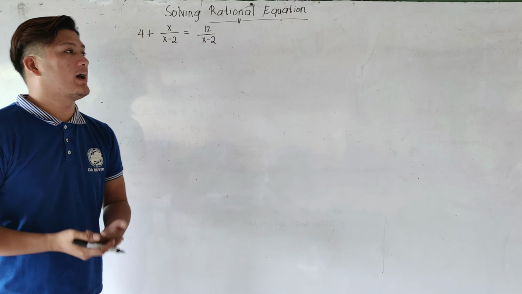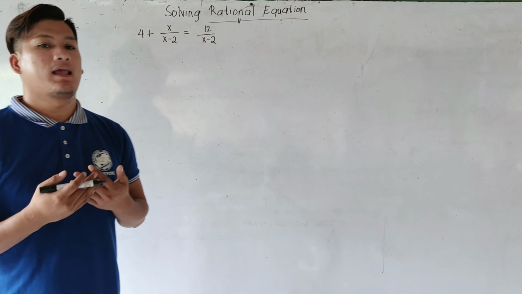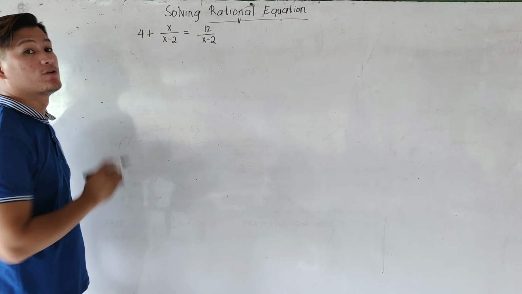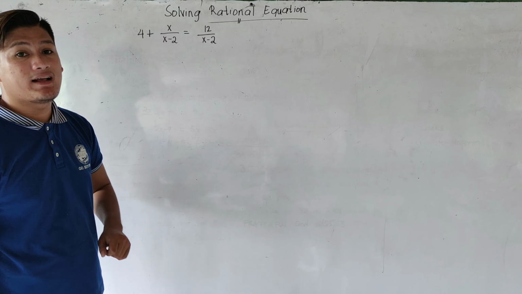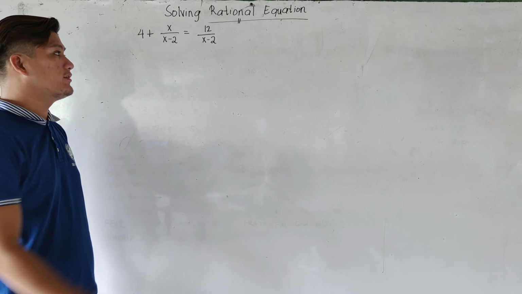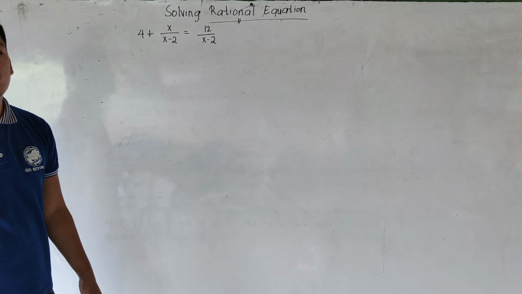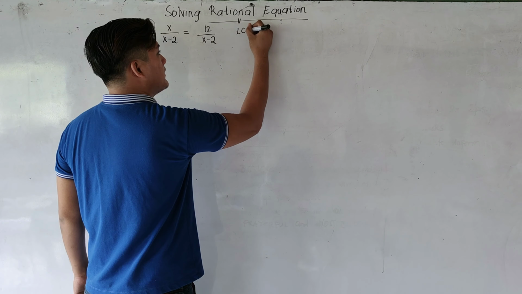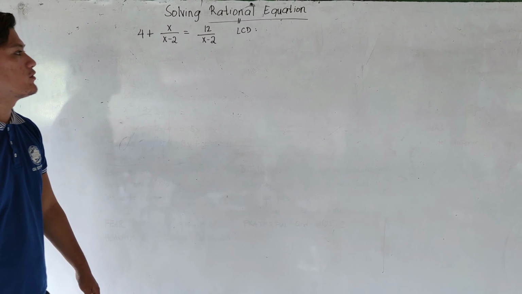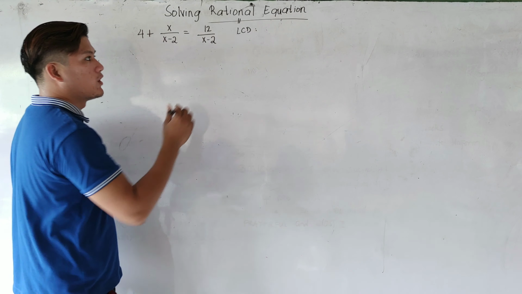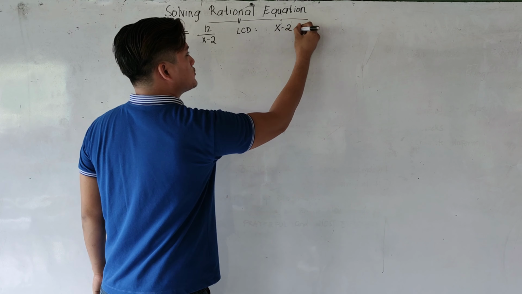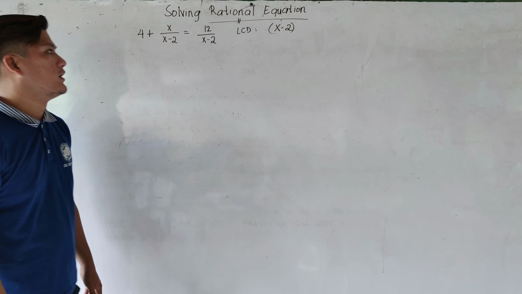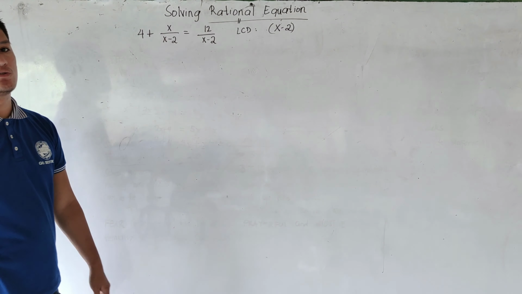Okay, so we have here another example of a rational equation. We have 3 terms: the first term 4, another term x over x minus 2, and another term 12 over x minus 2. So again, the first step is finding its LCD. What is the LCD here? The denominators are the same, so our LCD is only x minus 2.